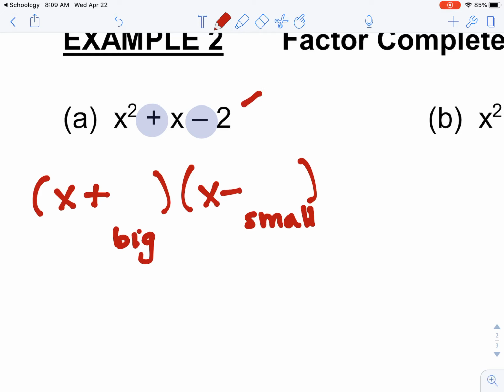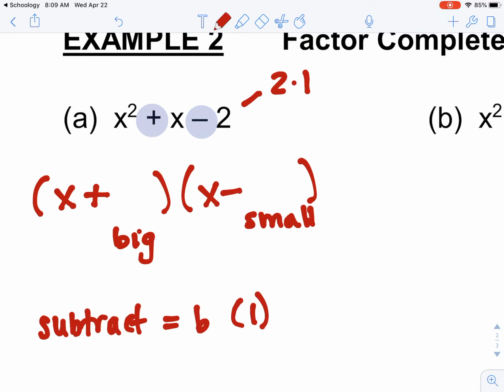So now I have to find my factors of 2. So 2 times 1 is all there is. And they will subtract to equal b, which b is 1. So 2 minus 1 equals 1. So I know those are my numbers I want to use. So I'm going to do x plus 2 because that's the larger number, and x minus 1 is the smaller number.